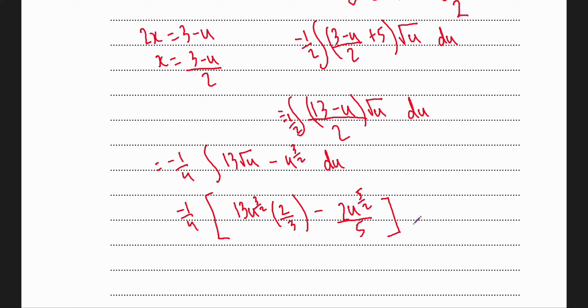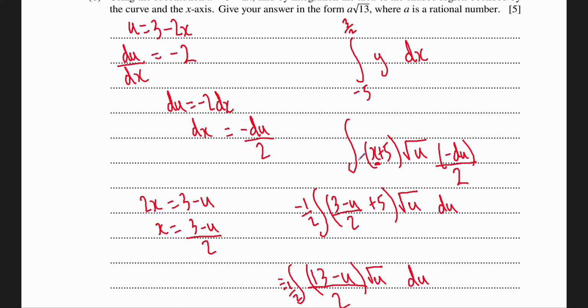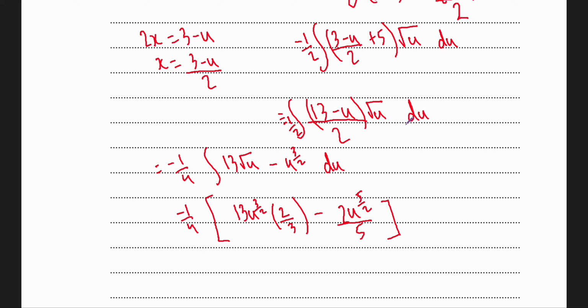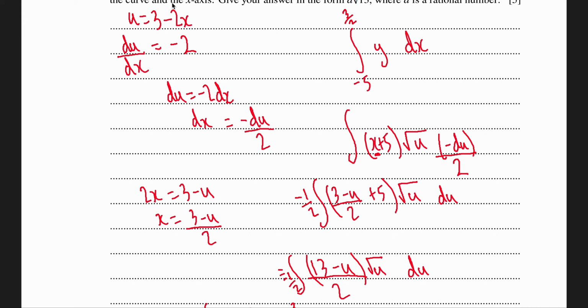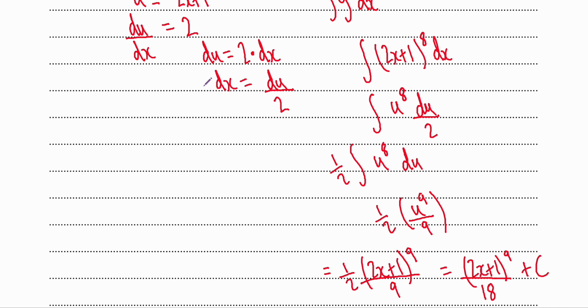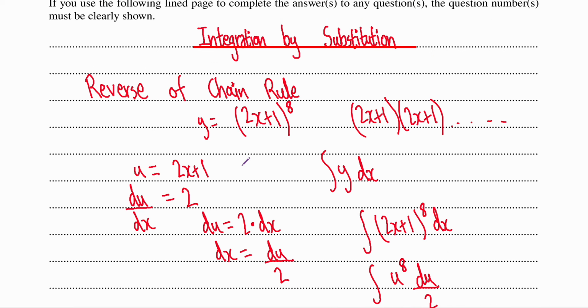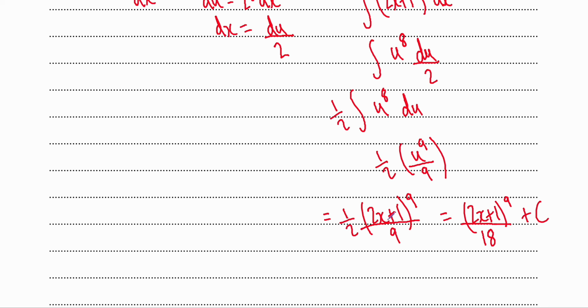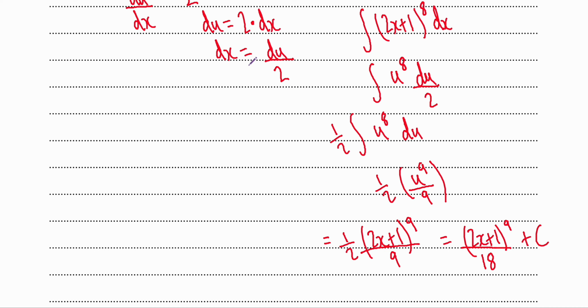And now we need some limits. So can we use negative 5 and 3 over 2? Well, we could, if you want to put u back as x. Like what we did in the first example, at the end we put x back in for u, because u is actually in terms of x. So we put 2x plus 1 back here, and then we got our answer.